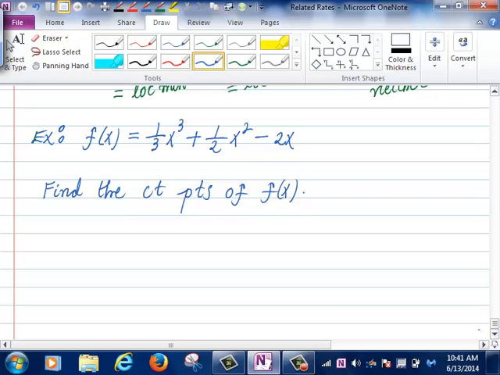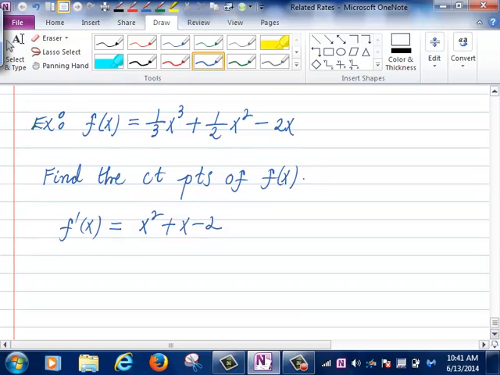So how would I find the critical points of f? Well, we know that critical points of f are the points where the derivative either vanishes or does not exist. That means I have to find the derivative first. So what's the derivative here? Can someone tell me what I get? x squared plus what? Minus 2. Okay, so I have the derivative here.